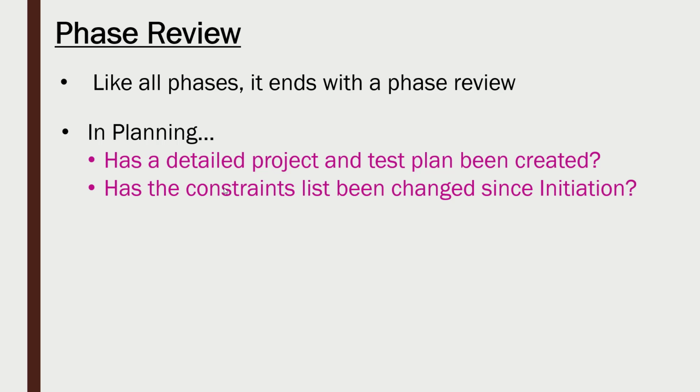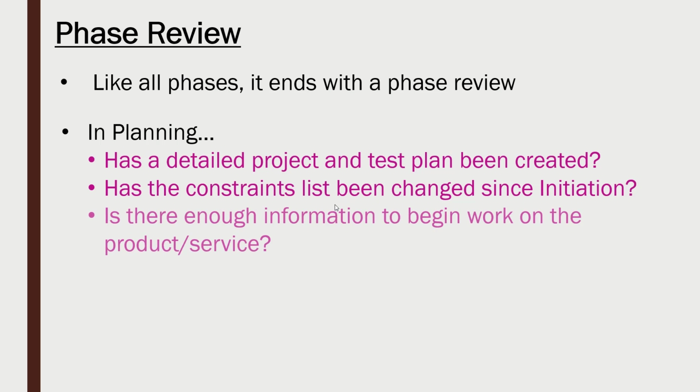Have you got a constraints list? One of the outputs is the constraints list, which came from initiation. You may have changed it a little bit, so you need to make sure that it's been changed and is still appropriate. And really the key one is, have you got enough information in your plans to be able to begin work in the next phase on your creation, your product, your service, whatever you're doing.